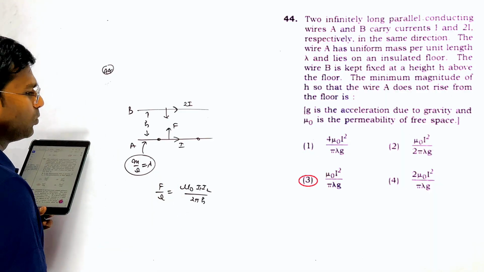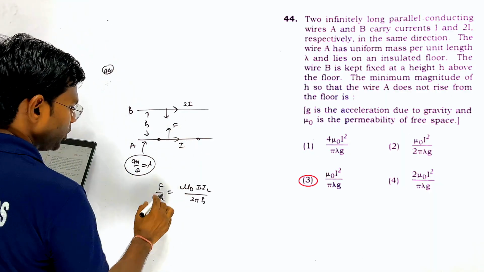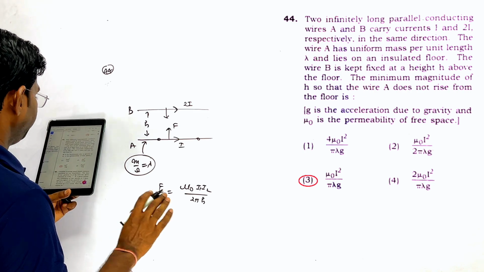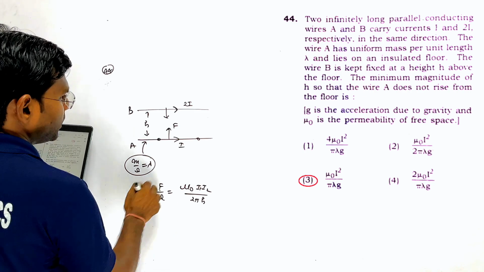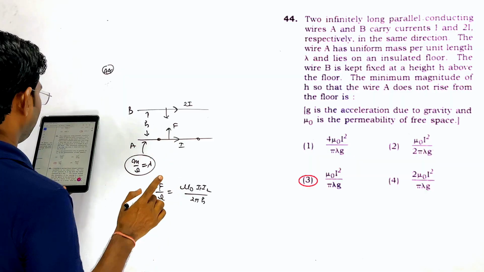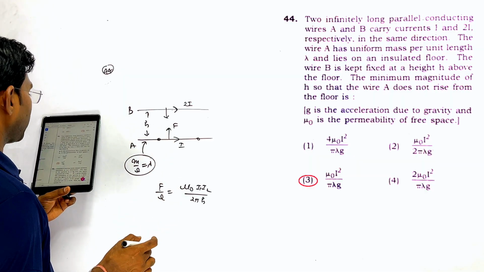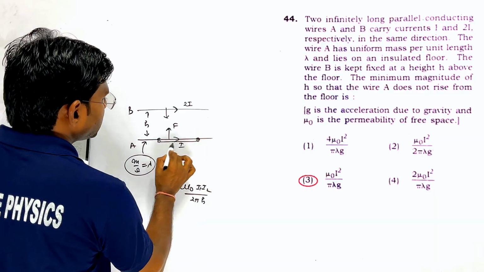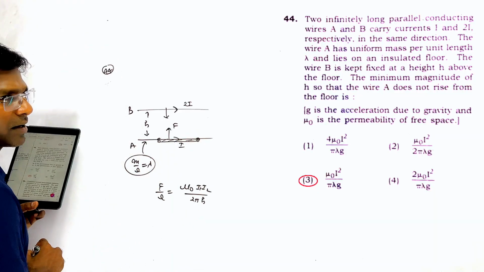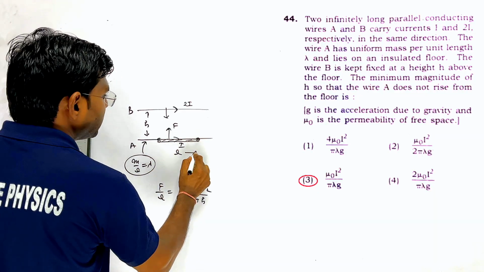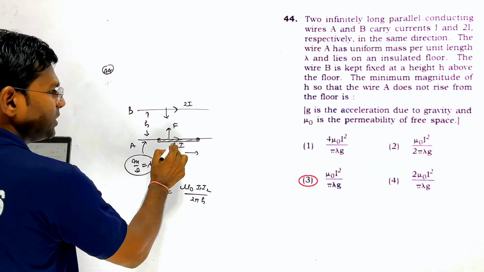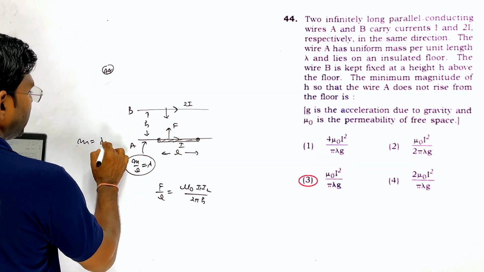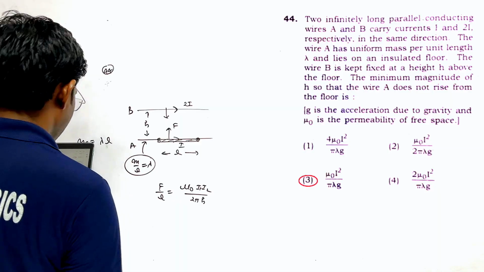So this is the formula you must remember, the force per unit length, right? This is one thing. Now the minimum magnitude so that the wire does not rise from the floor. It means the force just balances the weight of this wire, right? If you consider the L length, what is the mass? The mass of this portion is equal to lambda into L, right? Lambda into L.